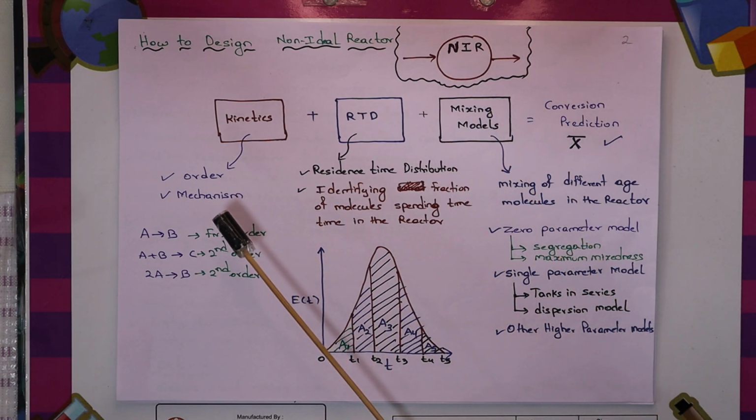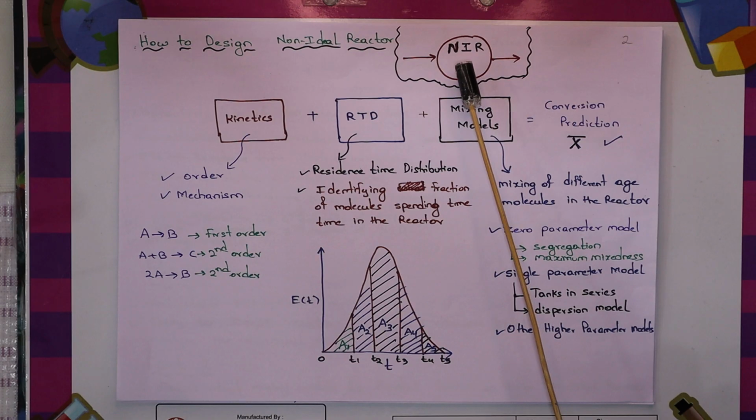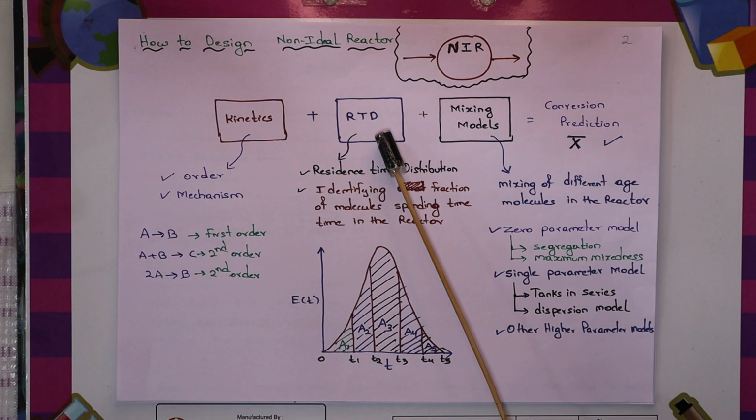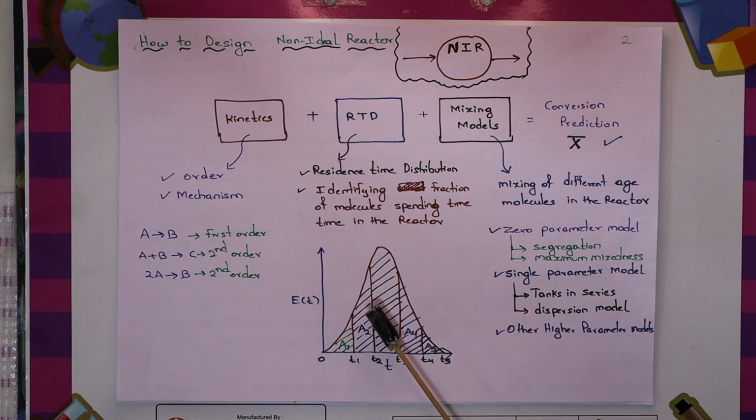So this is the brief: the reactors which behave non-ideally, which could be CSTR, PFR, packed bed reactor or any reactor. To find out the conversion in a non-ideal reactor, we need three pieces of information. One is kinetics, second is residence time, that means how long molecules spend inside the reactor, and third, mixing models, how every molecule is mixing with the other molecules. If you know all three, we can predict the conversion.